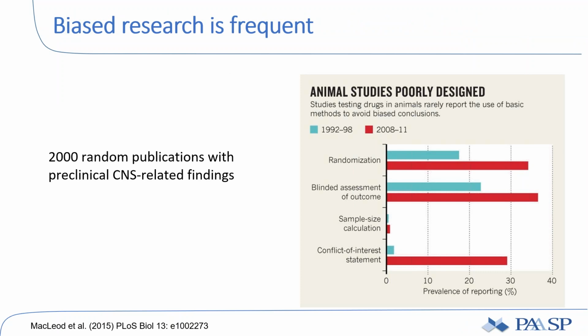And this is a frequent phenomenon. Again, the group of Malcolm McLeod analyzed about 2,000 random publications with preclinical CNS findings. And they did this from the time period 92 to 98 and from 2008 to 11. The good news is randomization and blinding became more frequent over this time period.